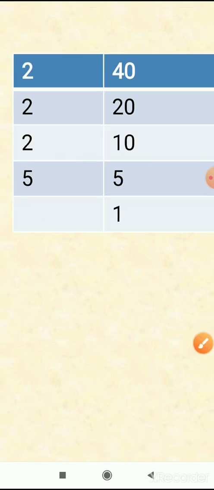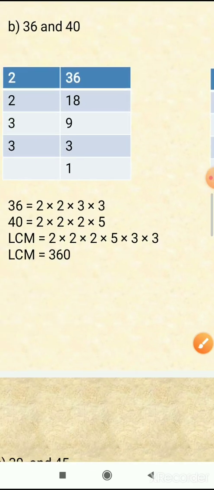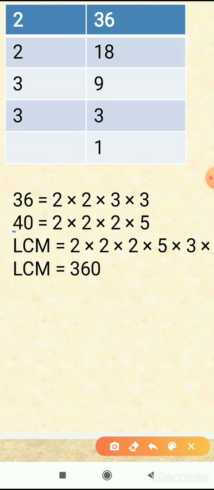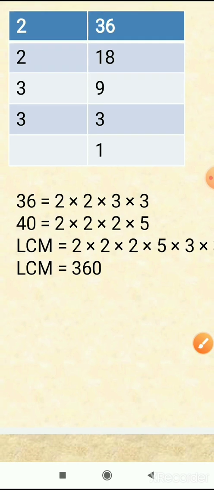Here all the divisors are prime numbers. So look here, we get the prime factorization of 40: 2 into 2 into 2 into 5. This is the prime factorization of 40.